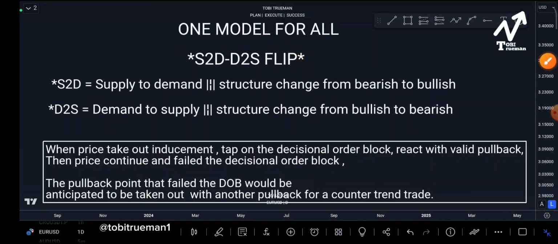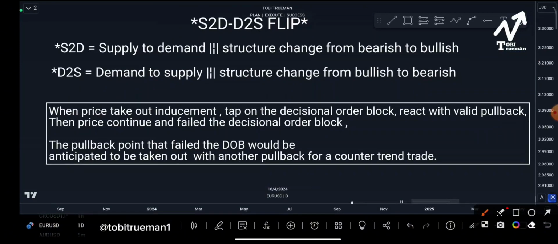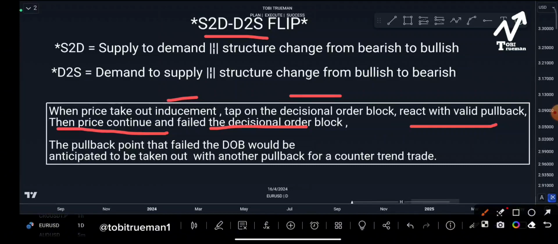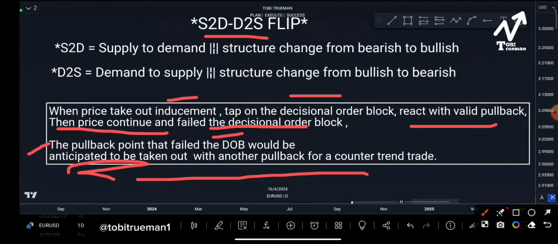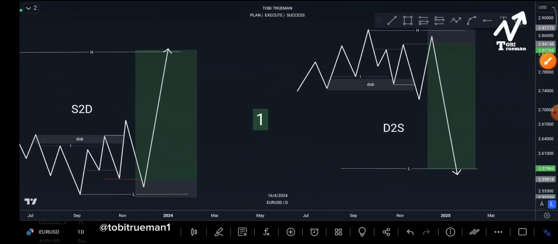Okay, so just a recap, because I've explained about S2D and D2S types of entry in our entry model. When price takes out inducement, taps on the additional order block, reacts with a valid pullback, then price continues and fades the additional order block. After price has filled that additional order block, what is expected next is that the pullback point that filled the DOB, the additional order block, would be anticipated to be taken out with another pullback for a counter trend trade. So we are going to be looking at pictorial evidence right now.